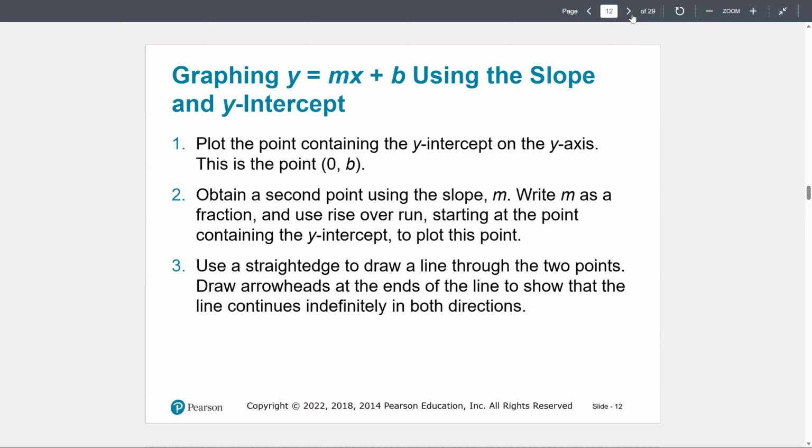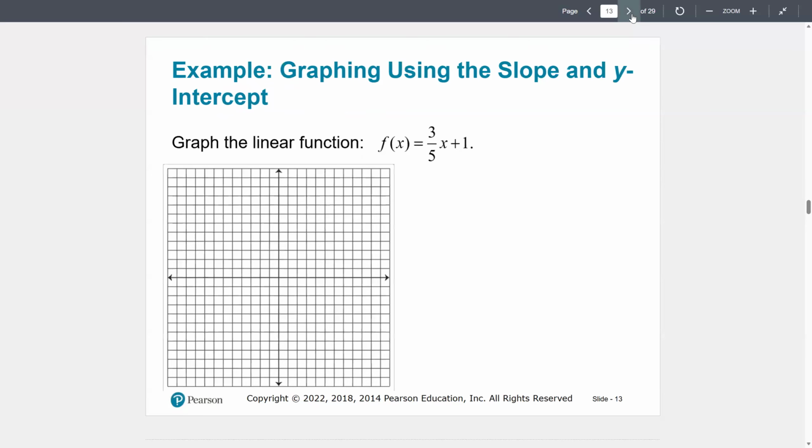So here we have my function f(x) equals 3/5 x plus 1. We'll start with the easy part. Let's graph that y-intercept. This represents a y-intercept, or a point at x equals 0, y equals 1. So it'll be this point right here. Now the slope.